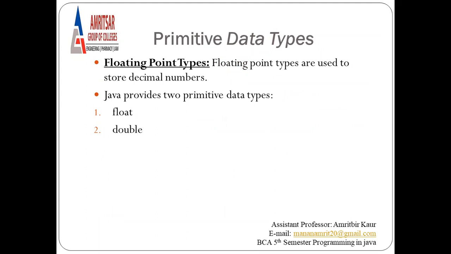Then our second data type, the floating point type. It is used to store decimal values, because in integer types we cannot store decimal values. So for storing decimal values we use a floating point data type. Here we have two data types, float and double.